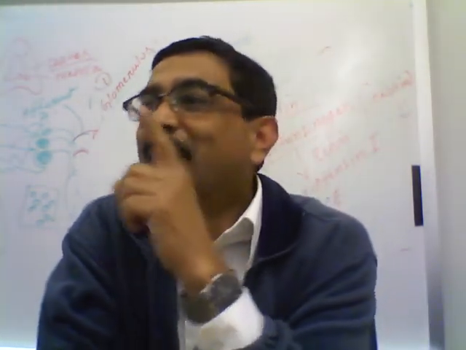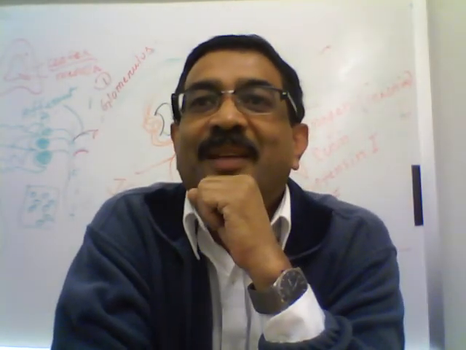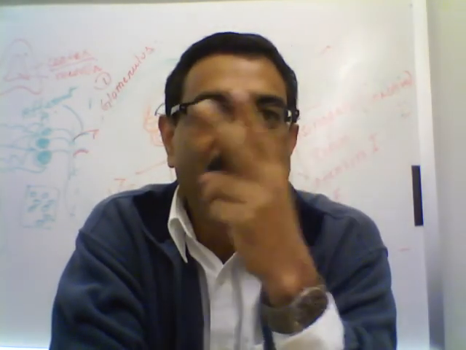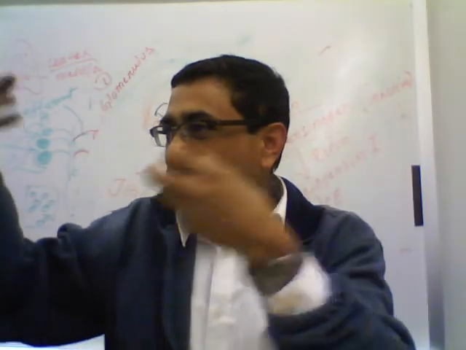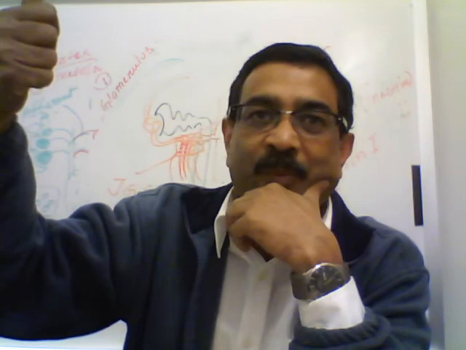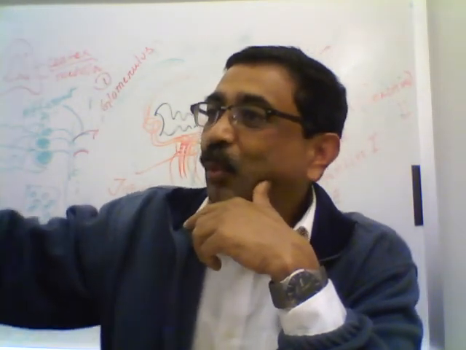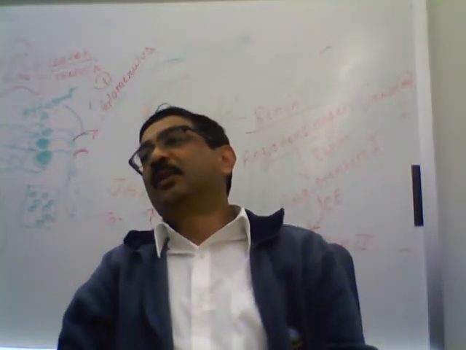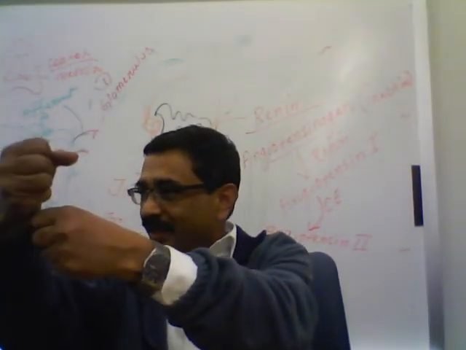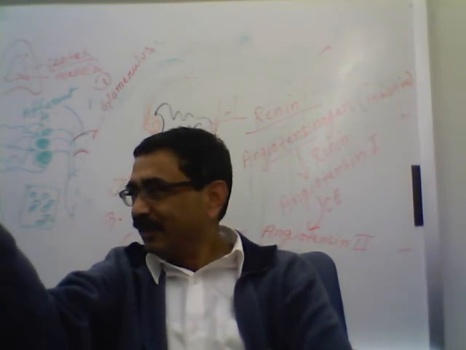Angiotensin 2 stimulates the adrenal cortex to release what? Aldosterone. I have mentioned only two hormones, right? Aldosterone reabsorbs water and sodium, right? So that will increase the blood volume and blood pressure. So you see, angiotensin 2 works in different ways to increase the blood pressure. One way is vasoconstriction, another is increasing the blood volume. Make sense? Okay.